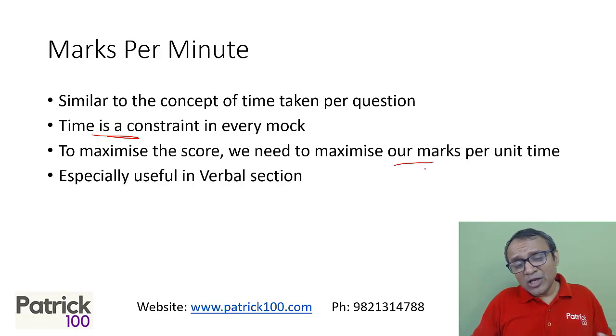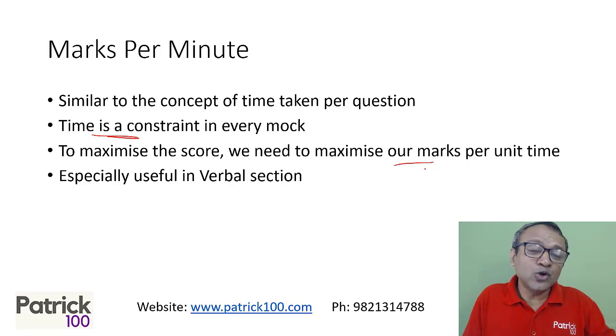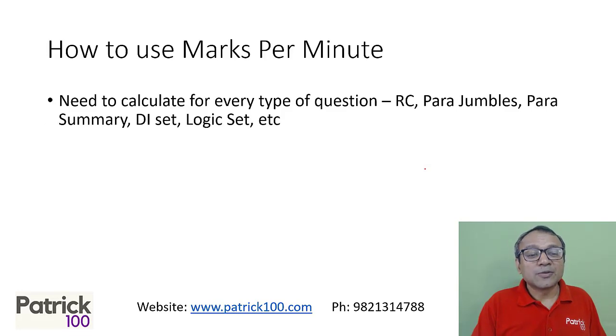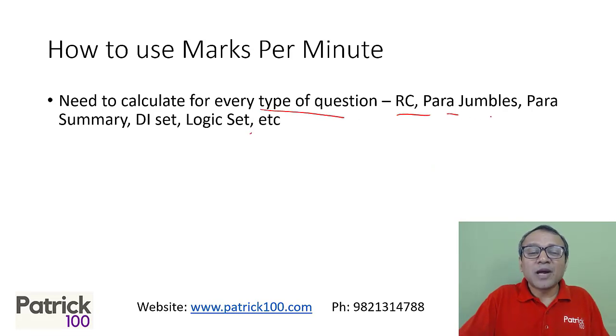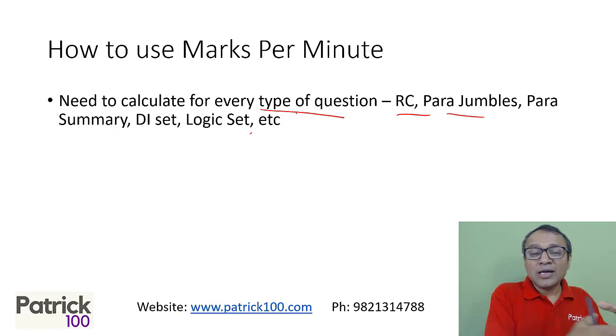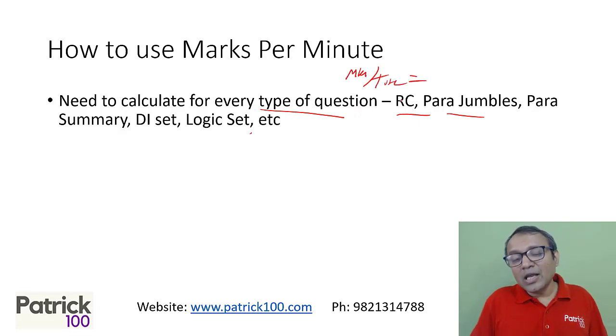This is specifically useful in the verbal section. It helps to identify which area you need to prioritize and helps to build strategy in the verbal section. Let's try to understand further how to use marks per minute. For every type of question, like RC, parajumbles, whatever, try to find out how many marks you get for the time that you spend, and find that ratio of marks upon time. Wherever you get more marks per minute, that is a strong area. Wherever you get fewer marks per minute, that is a weak area.